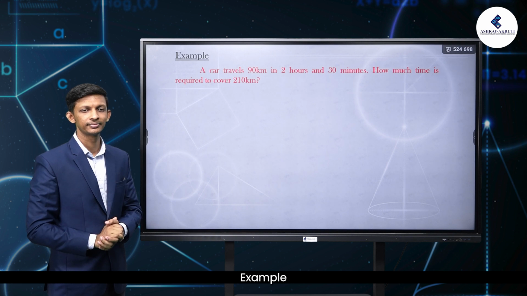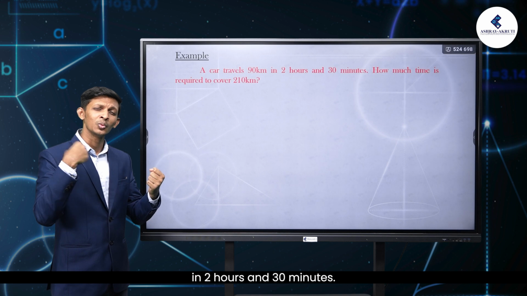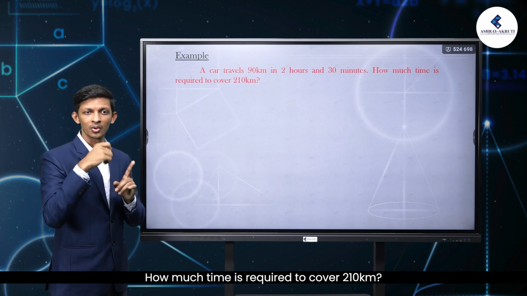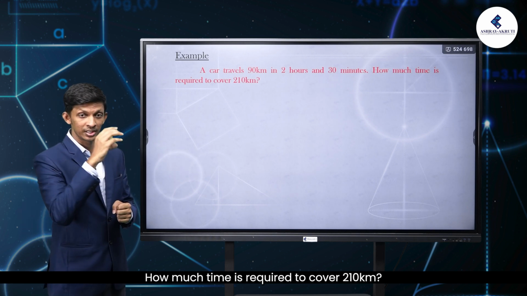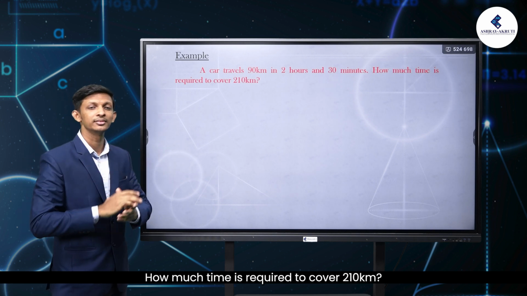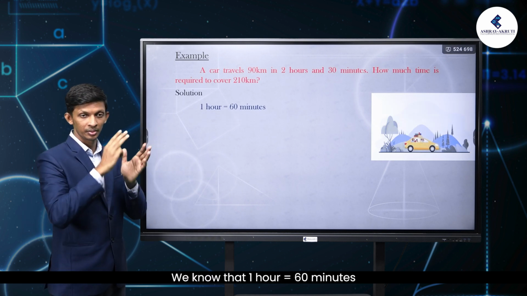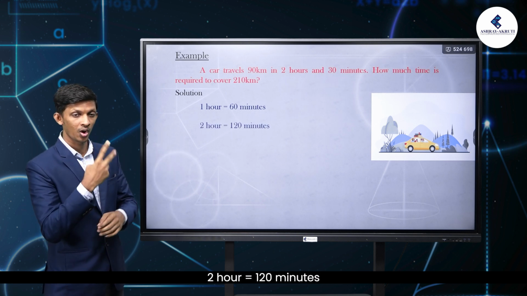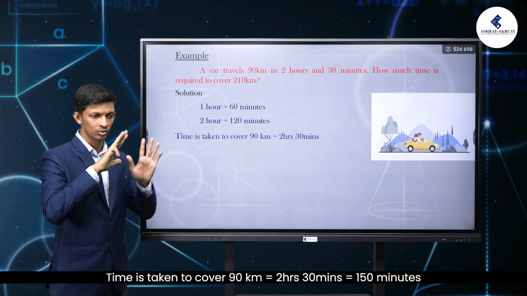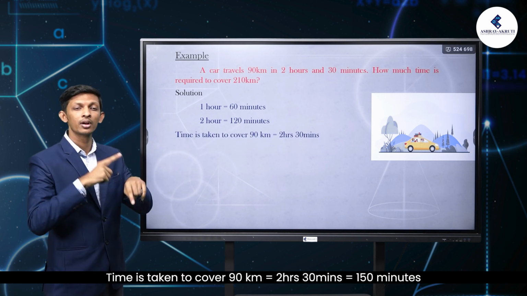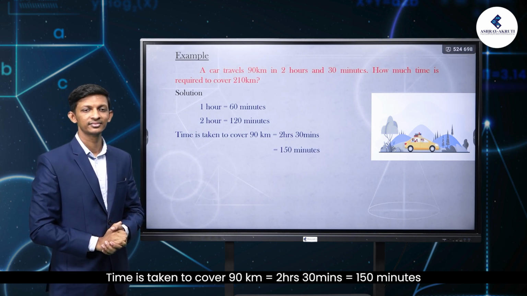Example. A car travels 90 km in 2 hours and 30 minutes. How much time is required to cover 210 kilometers? Solution. We know that 1 hour is equal to 60 minutes. 2 hours similarly is equal to 120 minutes. So the time taken to cover 90 km as given is equal to 2 hours 30 minutes, which is nothing but 150 minutes.